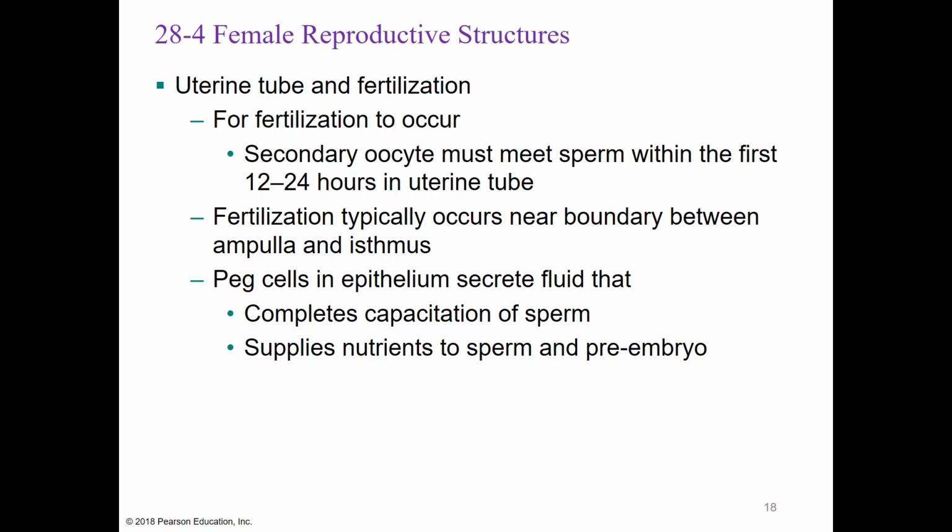There are cells called PEG cells in the epithelium of the fallopian tube that will secrete a fluid that helps to complete capacitation of sperm. We talked about that a little bit in the male reproductive portion, but capacitation is what's really going to get the sperm fully mature, moving, and ready to go so that we can have fertilization. They're also going to supply nutrients to the sperm and the pre-embryo should there be one.